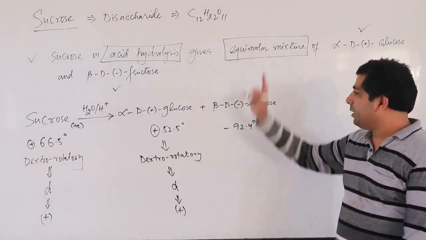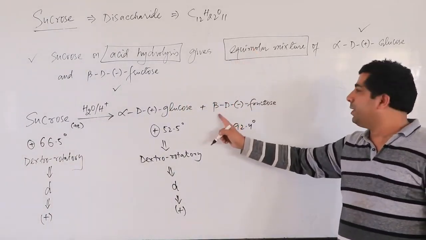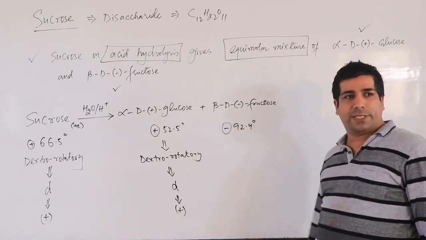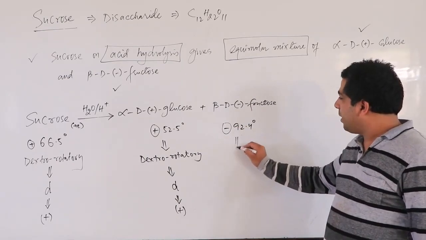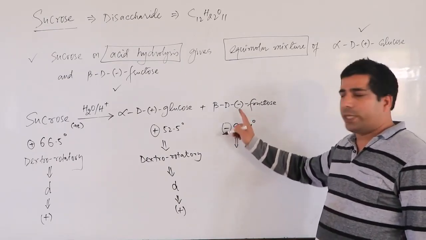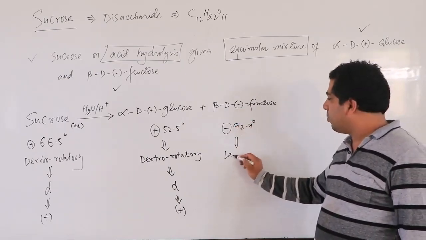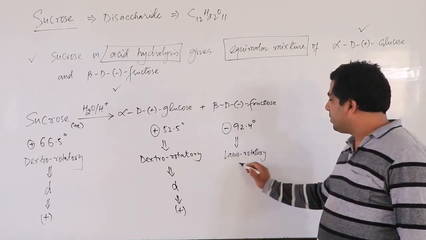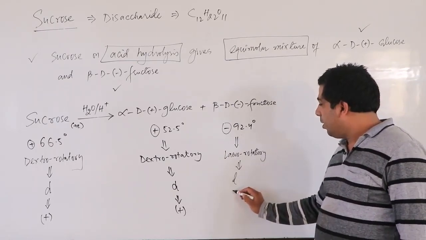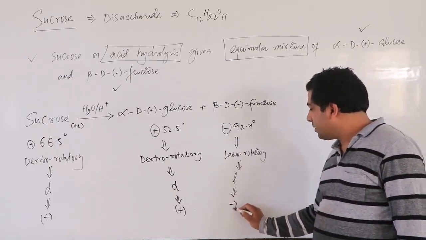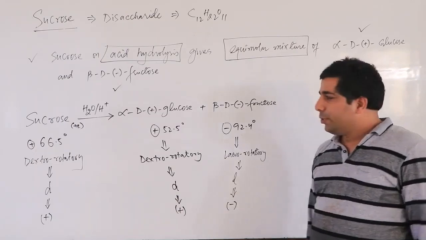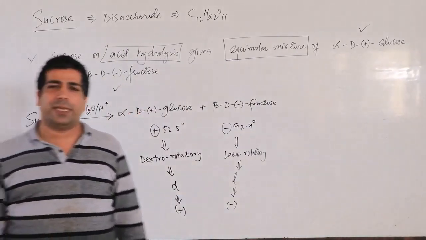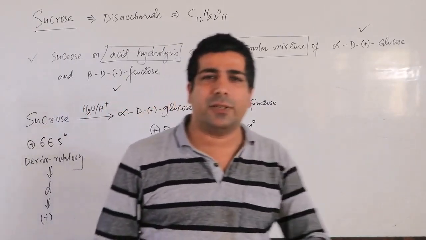If you look at another monosaccharide here, that is beta D minus fructose, you can have a look at the sign, that is minus here. Correct? So that means this molecule is rotating the light in anti-clockwise direction. So I will call it levorotatory, represented by L or represented by minus sign. Correct? So in the beginning, you have a sucrose molecule. The sucrose molecule is rotating the light in clockwise direction.